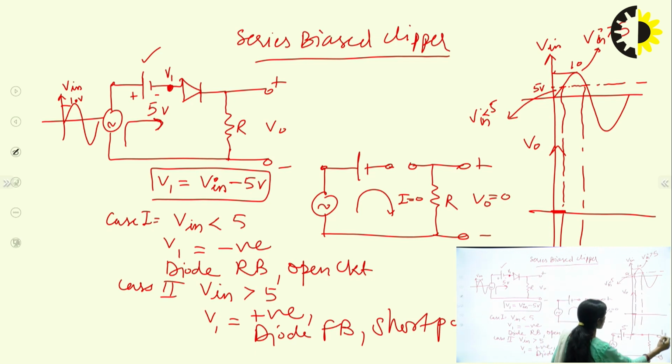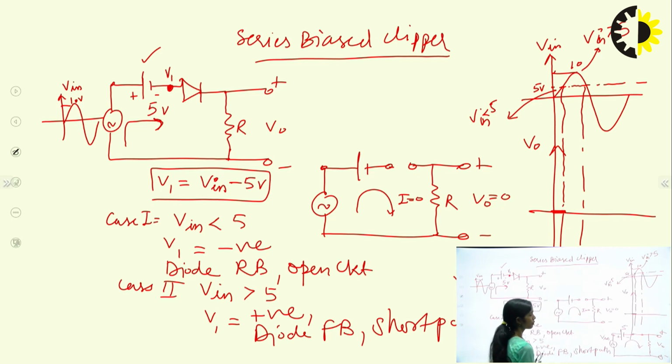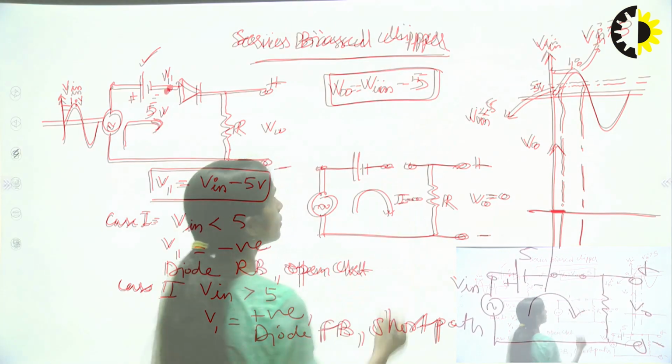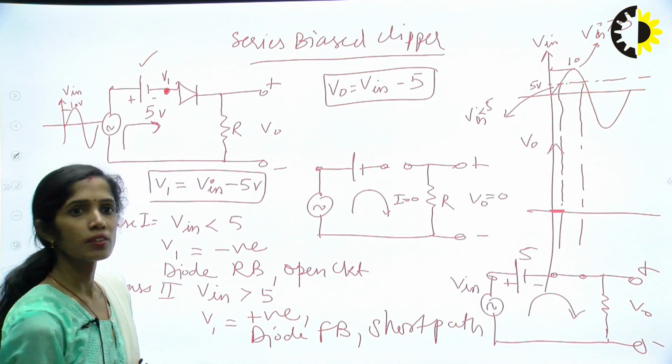And in this case, how will the output be calculated? This output will be calculated by applying the KVL. So what is the output here? By just applying the KVL, we have V out equals to V in minus 5. So the output coming out here is V in minus 5. By graphical analysis, we can plot the output after the 5 volt.